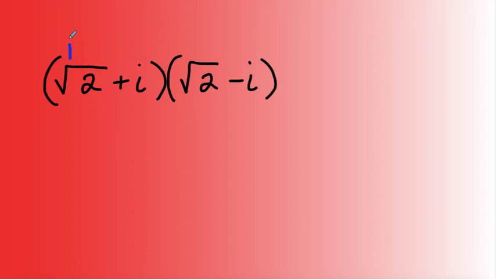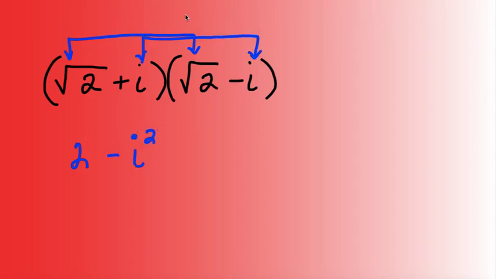So I multiply the first term by the first term. Root 2 times root 2 is root 2 squared, which is 2. And then I do i times negative i, which gives me negative i squared. I deal with that big old fat elephant in the room, so I plug in a negative 1 for i squared, making sure I put it in parentheses. Really important, because it means you're subtracting a negative 1, so it becomes 2 plus 1, which is 3.